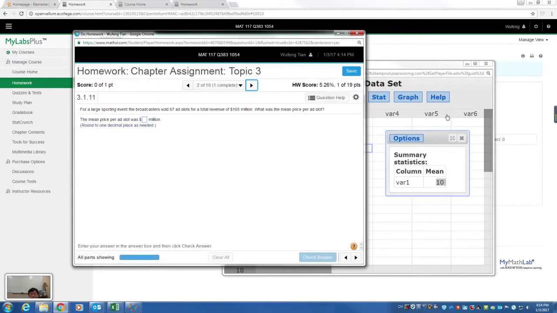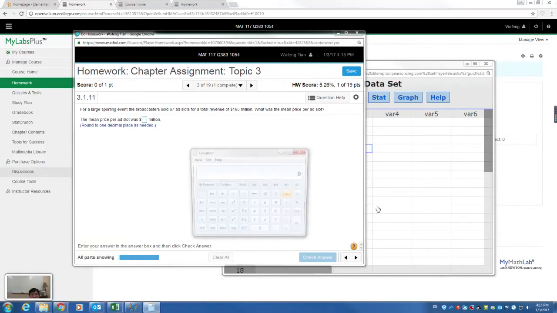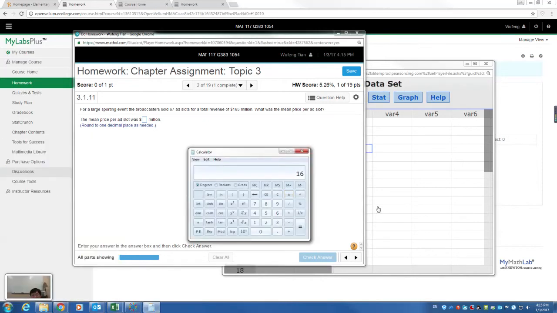Next question. For a large sports event, 67 slots for revenue of 165. What was the mean price per slot? You just divide 165 by 67, which is about 2.5.